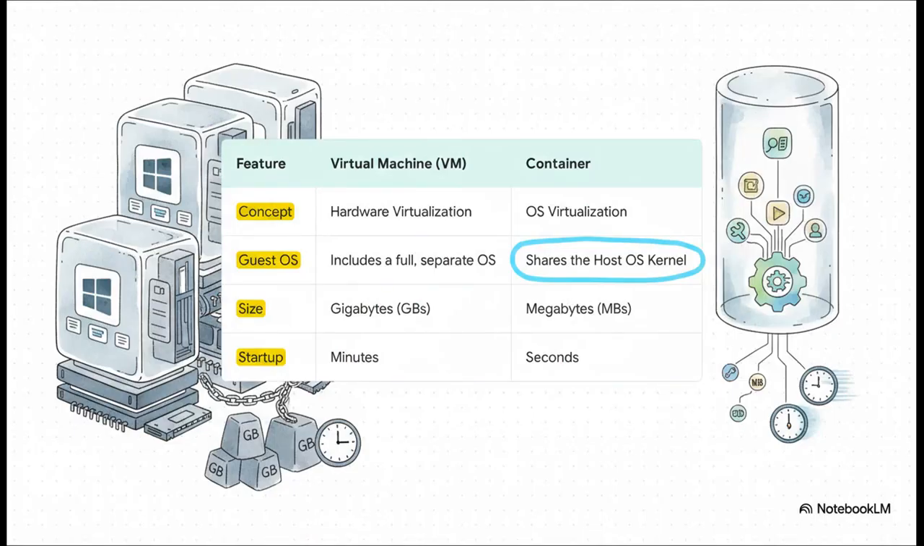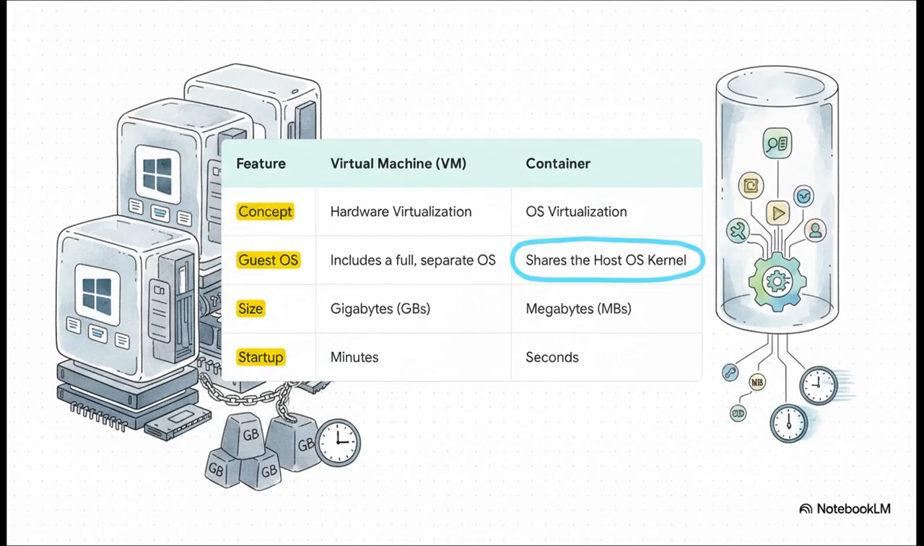This table lays it all out perfectly. A virtual machine, on the left, has to virtualize the actual hardware. That means for every single VM, you have to install a complete separate operating system. That's why they're massive, we're talking gigabytes, and they take minutes to boot up. Now look at the container. It does something called OS virtualization. And check out that highlighted part. It shares the host OS kernel. It doesn't need a whole guest OS. That one difference is why containers are so tiny, just megabytes, and why they can start up in seconds.